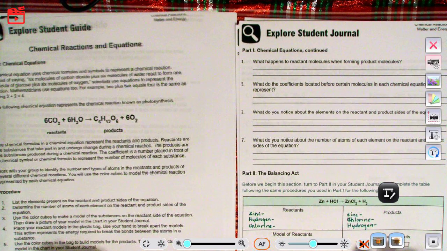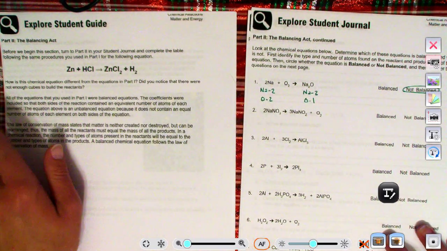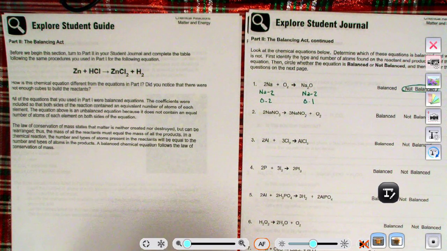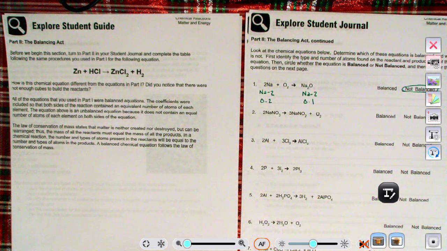Okay, so flip that one, and then now this one. Okay, so you're also going to do part 2, the balancing act. All right, so this tells you all about balanced equations, the law of conservation of mass and what it states, and the whole concept here is that you figure out how to balance equations.